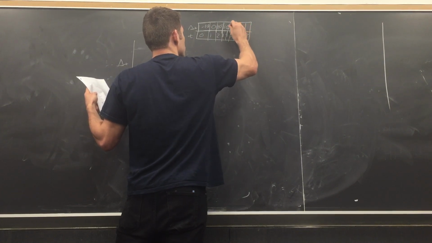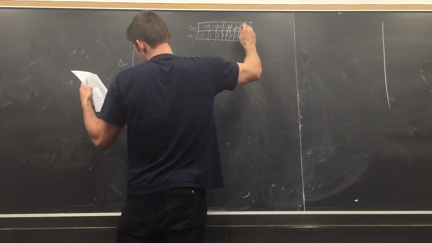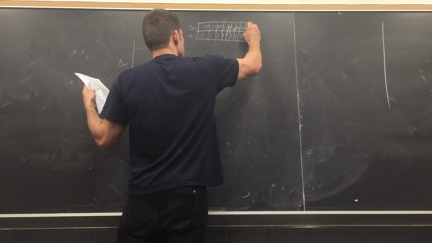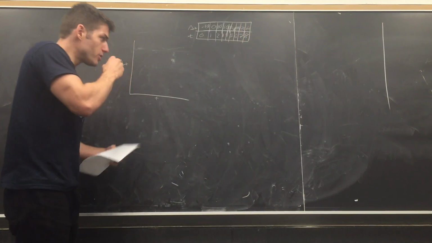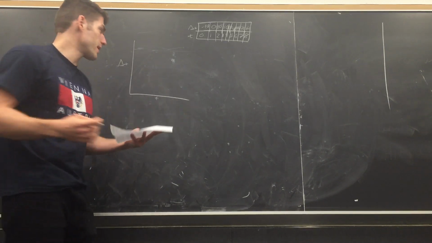80. So 20, 40, 80. And then for 7, we have 70. And for 8, we have 60. So I'm just going to plot all of these points and then just somewhat connect the dots.